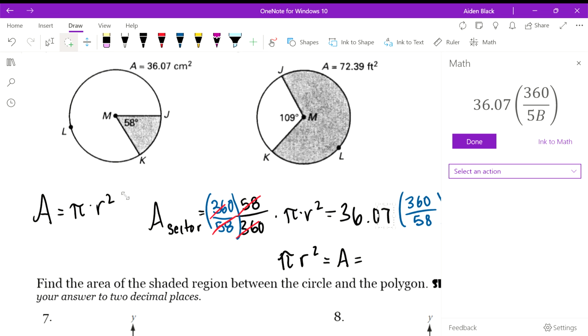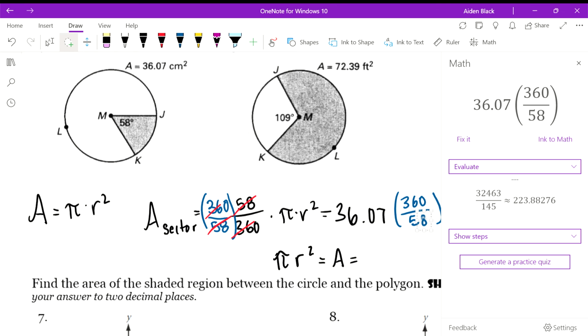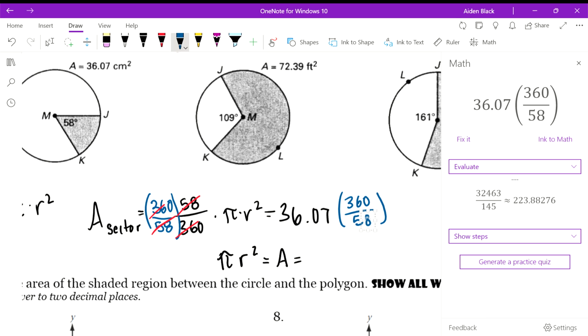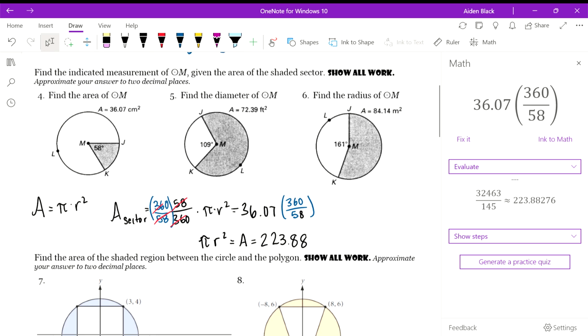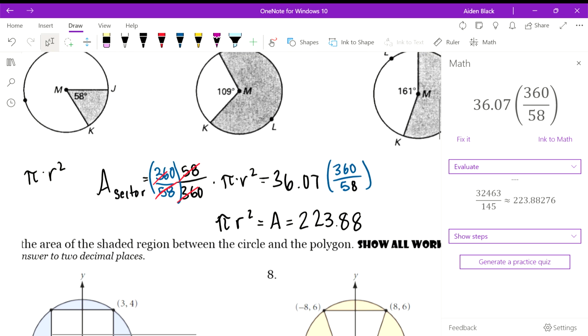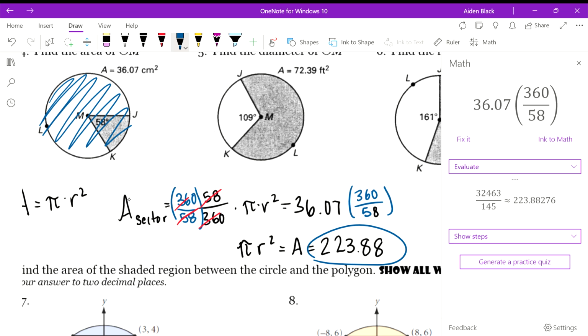That's an 8, let's fix that. Oh, looks good. So we are getting 223.88. Two decimal places. Yeah, that looks good. That's reasonable to say. If you're saying that the area of the sector is 36.07, it's reasonable that the entire circle would be 223.88. So yeah, that would make sense.